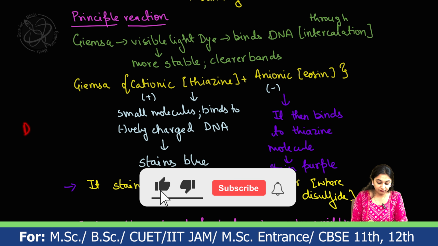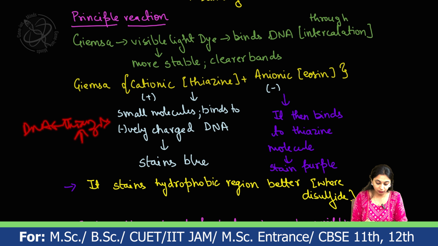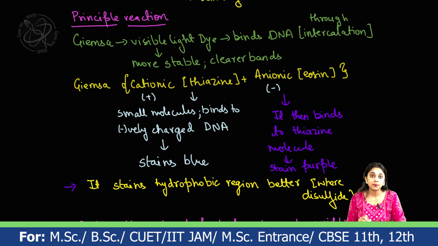So this is somewhat like: if this is your DNA, to your DNA thiazine is bound, and to the thiazine you have eosin. So this complex or precipitate is formed, resulting in the final coloration, which is purple in color. So this is the principal reaction when we talk about the Giemsa stain.